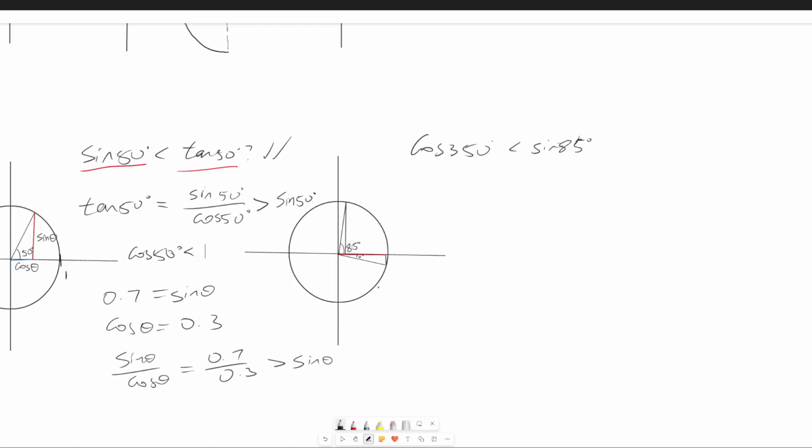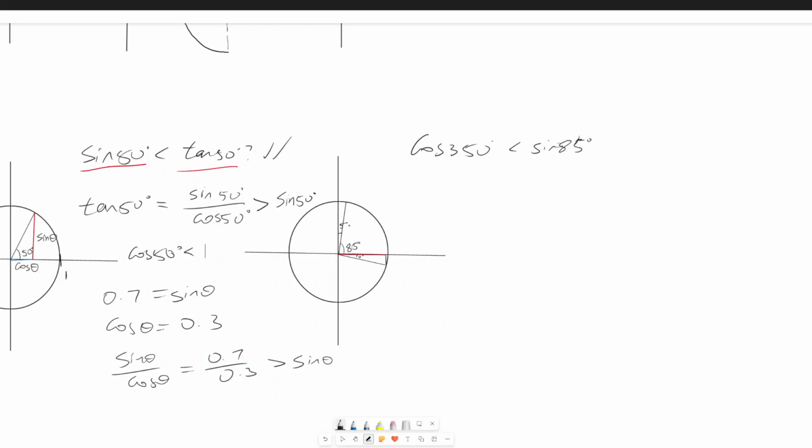Okay. So even at this point, it's still a little bit difficult to see what's going on, because we're comparing the base here versus the height here. What we can do for sine 85 is rewrite it in a very smart way. Instead of drawing the triangle this way, where we have sine 85, why don't we draw it this way?